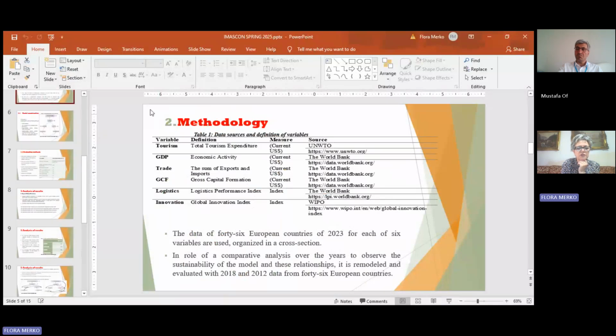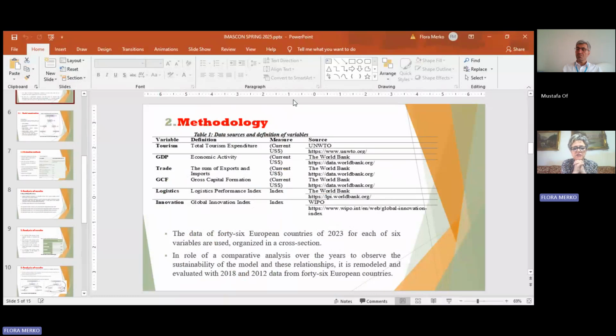The methodology used the data sources and definition of variables. The variables are tourism, total tourism expenditure; GDP, economic activity; trade, the sum of exports and imports; GCF, gross capital formation; logistic performance index; and innovation, the global innovation index. In the other columns are the measures in US dollars, etc., with the last two being indexes, and the source where the data are taken.